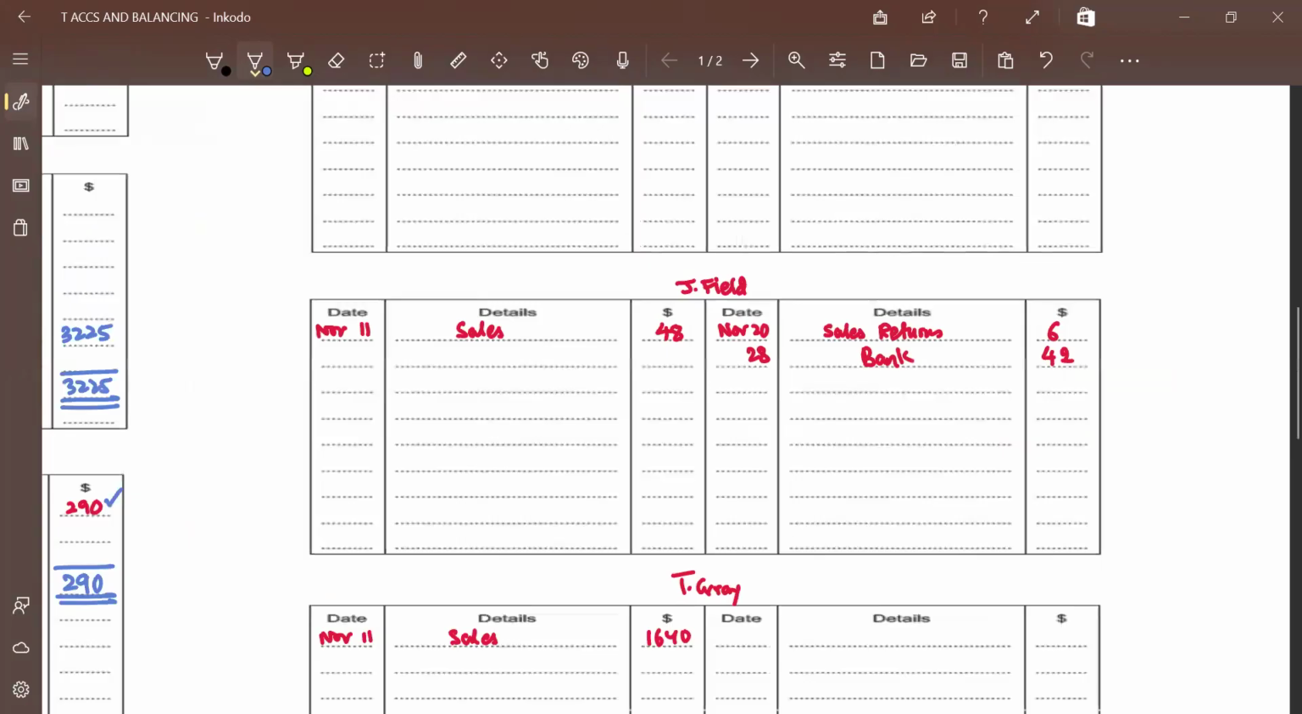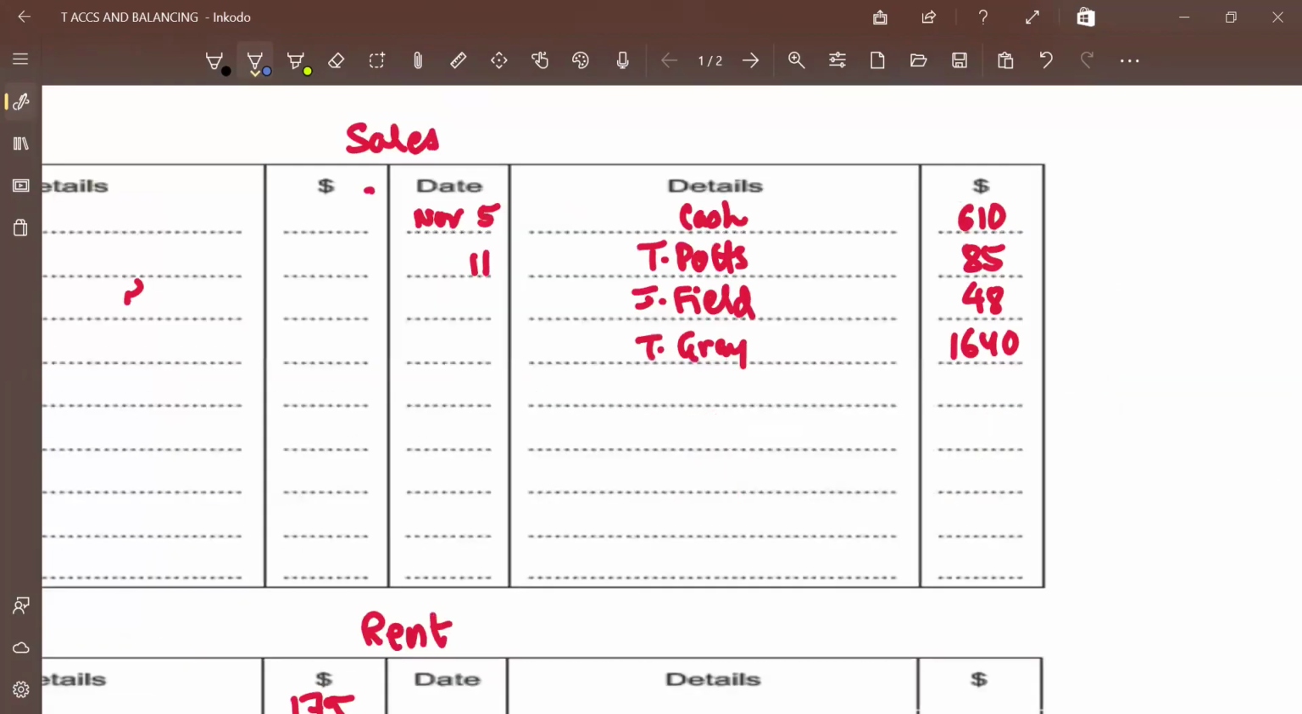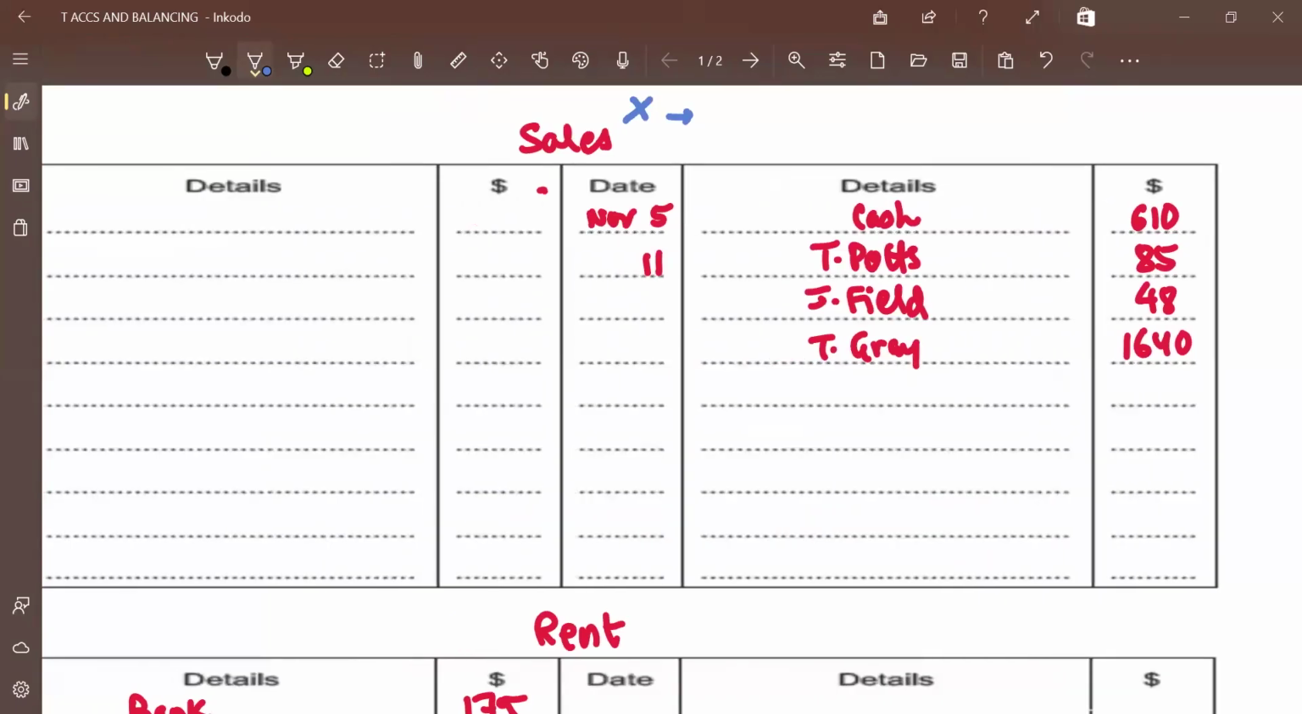Now we talk about the next T account. We have sales. Sales is an income. The balances do not carry forward. These balances are posted to the income statement. However, the totals for this should be transferred to the trial balance. Let me show you now. Now, you total the credit side: 610 plus 85 plus 48 plus 1640. That makes it 2383. Please recheck: 610 plus 85 plus 48 plus 1640. 2383 and 2383.